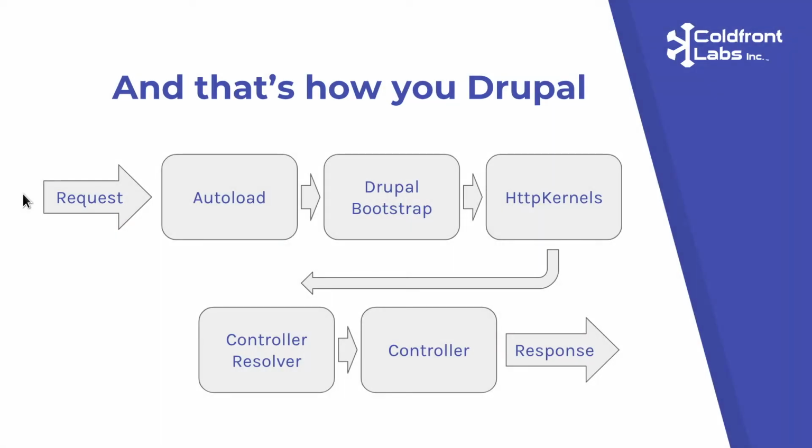So that is how you Drupal 8. Request comes in, autoloader starts, basic Drupal is bootstrapped, then the HTTP kernels run and chain down, then the controller resolver runs and figures out which controller is actually servicing the request. The controller is started and its method is called, and that generates the response. Then it goes backwards through the flow because the response is returned, and all of those things that just ran have the option of operating on the response. And then that is how Drupal executes.